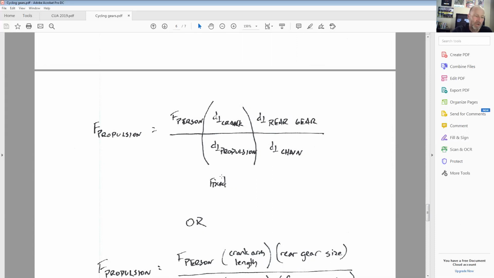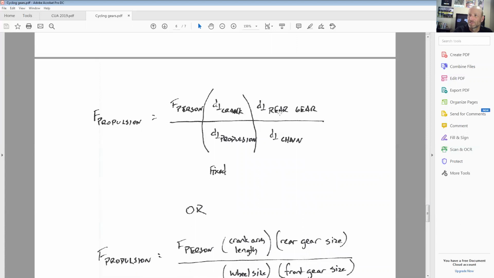Can't change those. I'm riding my bike. I can't do anything about my crank length or my wheel size. I can buy a different bike, I can buy a different wheel, but while I'm riding, these are fixed. They're constant. These are the gears. So this is the rear gear size, and this is the front gear size.